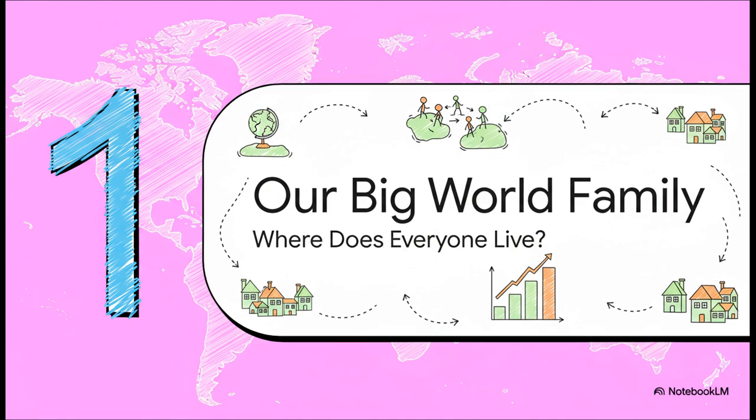Think of the entire world as one big, happy family. But here's the thing about this family. They don't live evenly in their big house. Some rooms are just jam-packed with people, while other rooms are almost totally empty. So the big question is, where does everyone live?